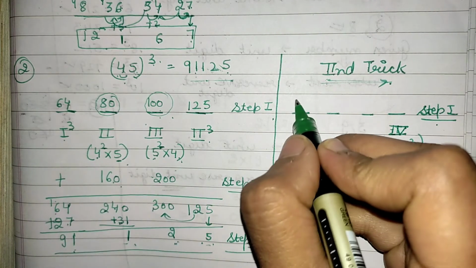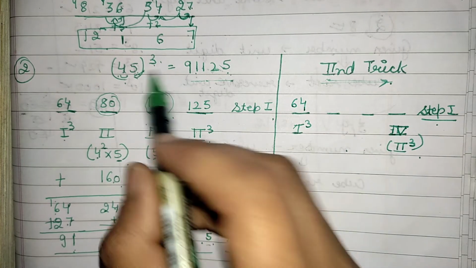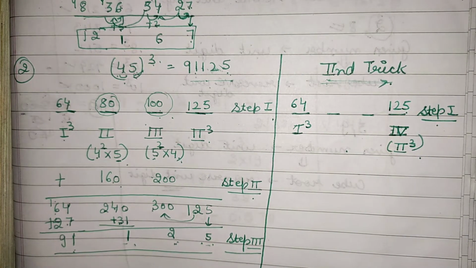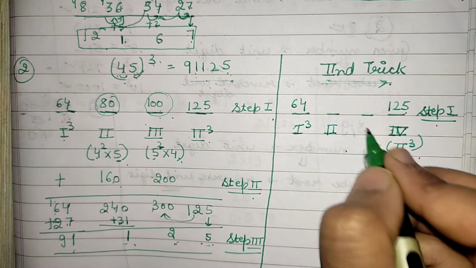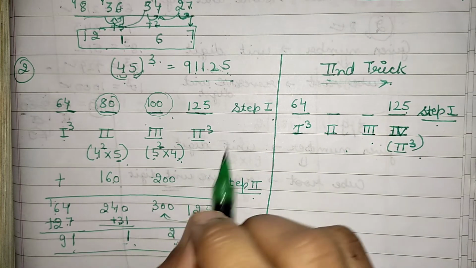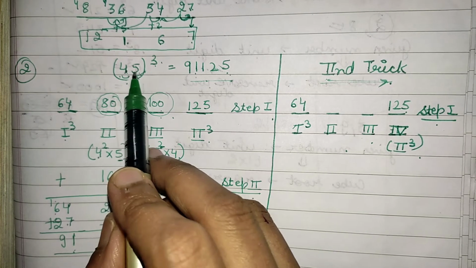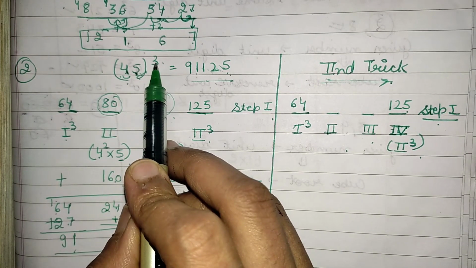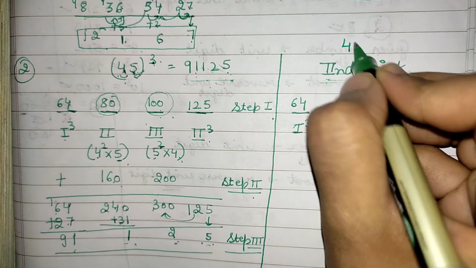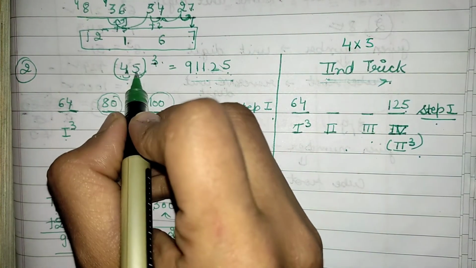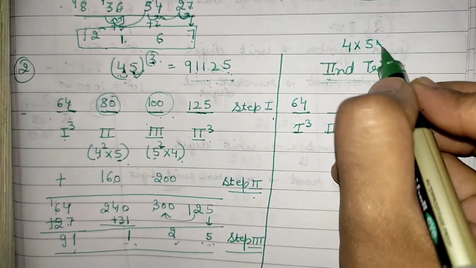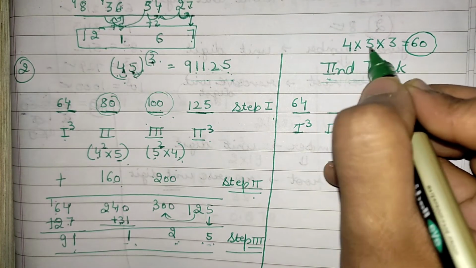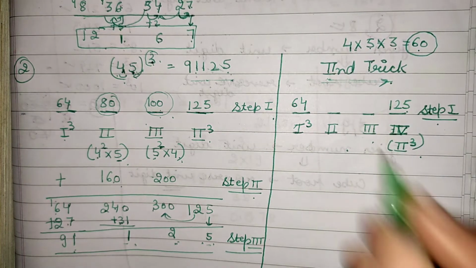So the cube of the first number is what? It is 64, and the cube of this will give me 125. Now for the second and third parts, I will multiply these three numbers. 4 5s are 20, 20 into 3 will give me 60. I am multiplying 4 5s the 20 with this power 3, so I will get 60.